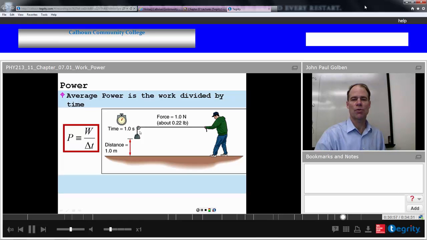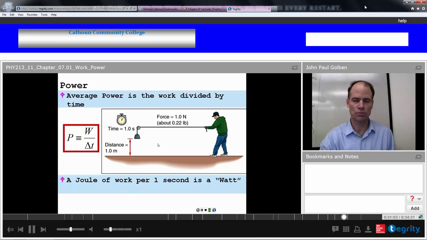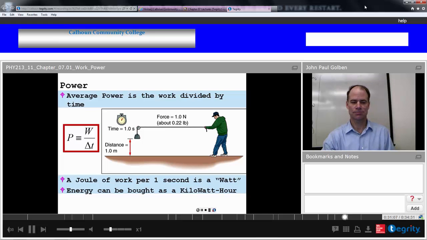If you were to apply 1 newton of force for 1 meter and you did it in 1 second, that would be 1 joule per 1 second, or 1 watt of power. Energy can be bought as a kilowatt hour. So if you multiply power times time, you get work or energy that you can buy. Work is power times time.